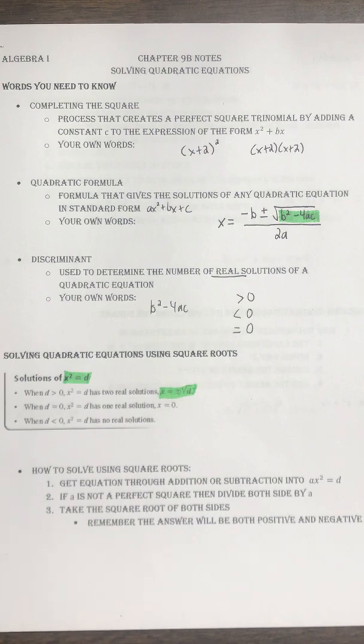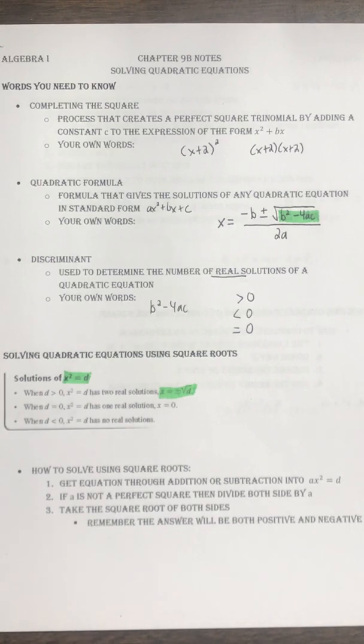So how to solve using square roots. That's what we're going to talk about, and that's what we're going to do on our examples today. How we solve using square roots. The first thing we need to do is get the equation, through addition or subtraction if needed, into ax squared equals d. Now, it may already be there. But if it is not, you may have to subtract the d across or add the d across, but we need to get that number equal to ax squared.